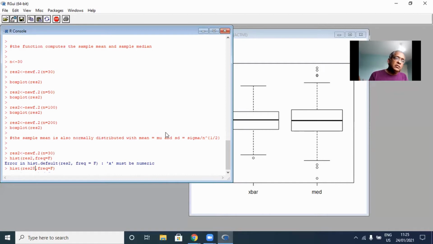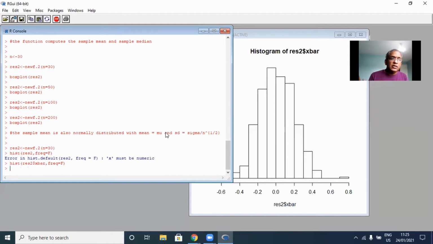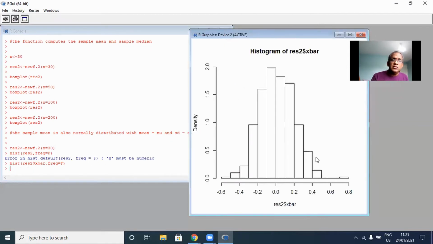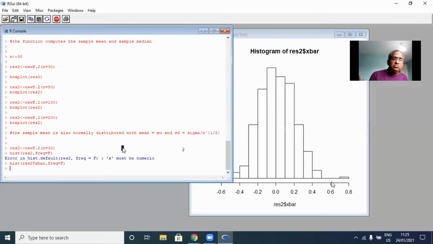We need to pick the sample mean, which is x bar. So this is the histogram of the sample means with n equal to 30. Now what I want to do is plot on top of the histogram a normal density with mean equal to mu and standard deviation equal to sigma by root of n.